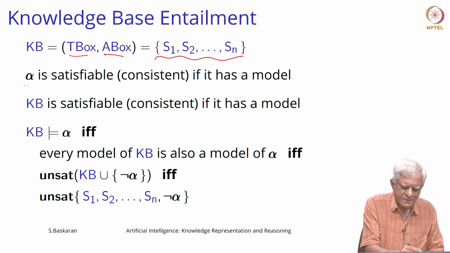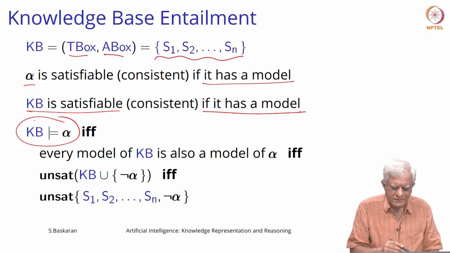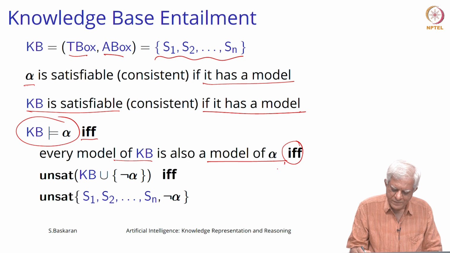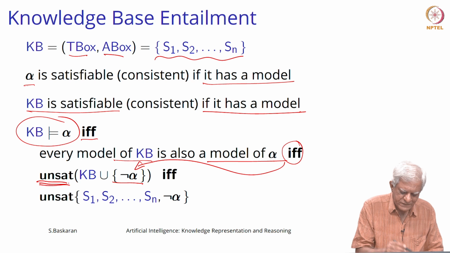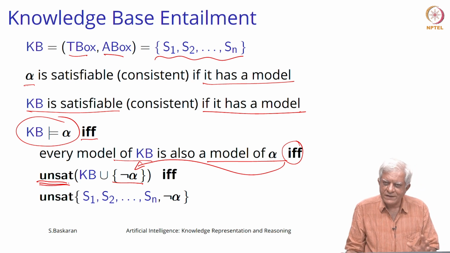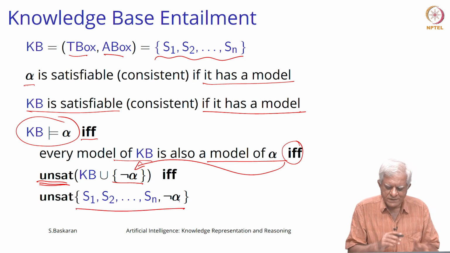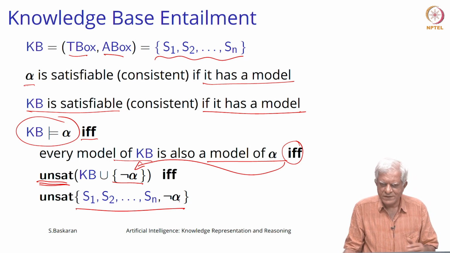So, alpha is satisfiable if it has a model, the KB is satisfiable if it has a model, and a KB entails alpha if every model of the KB is also a model of alpha, and this will be true if we add the negation of alpha to this, and then the whole thing becomes unsatisfiable. So, to show that KB entails alpha, you add the negation of alpha to the KB and show that it becomes unsatisfiable. You would recall the resolution refutation method, we did exactly that, and also in the Tableau method that we studied for propositional logic.